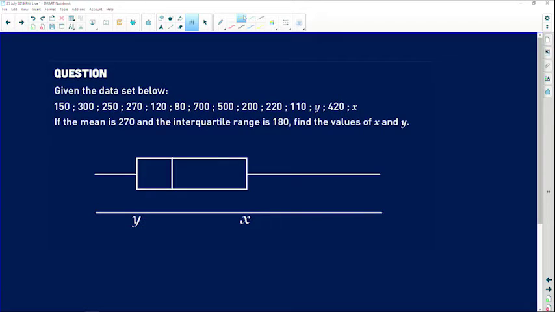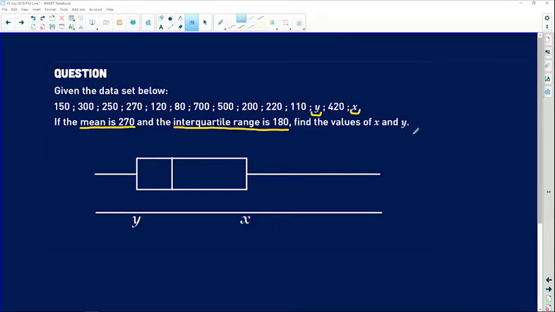Let's check out this question. It says, given the data set below, and we're given a whole bunch of numbers, but we also notice that there is a variable or two in our data set. It says if the mean is 270 and the interquartile range is 180, find the values of x and y.